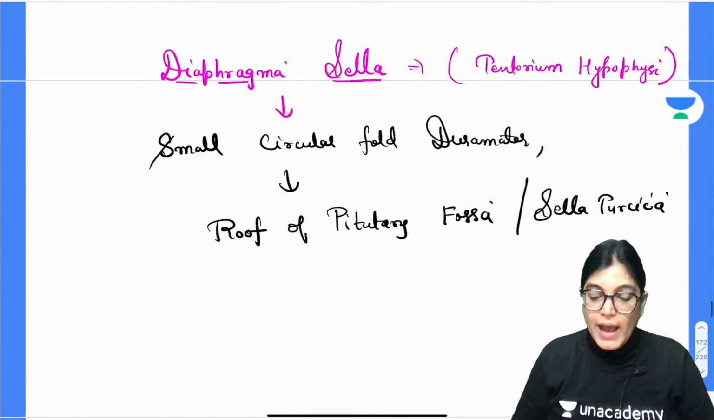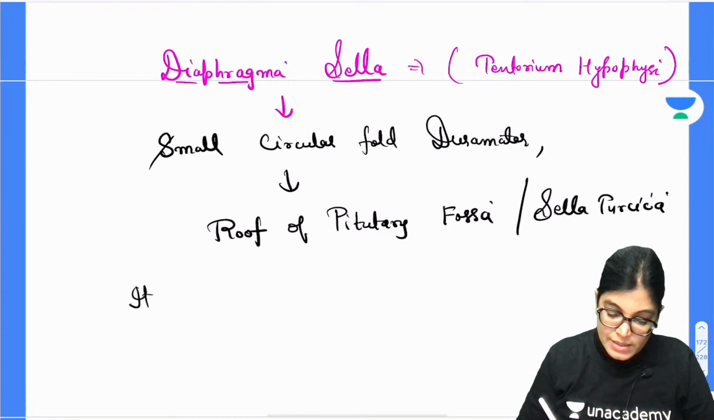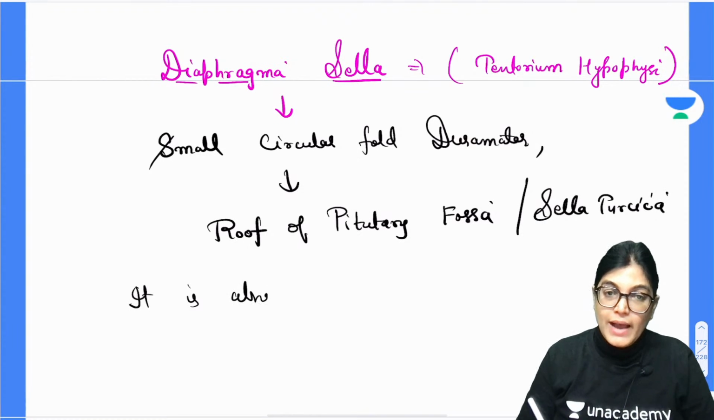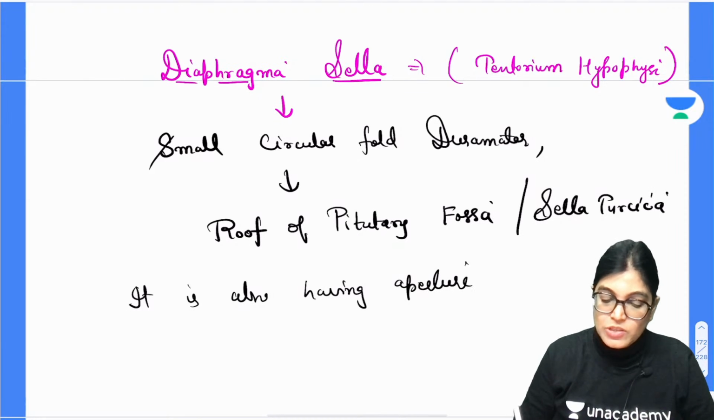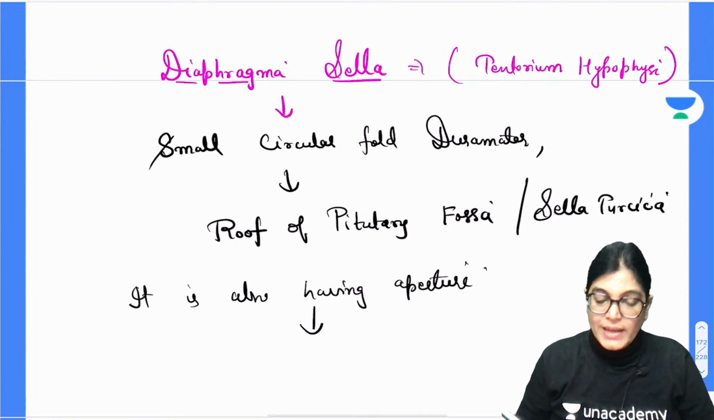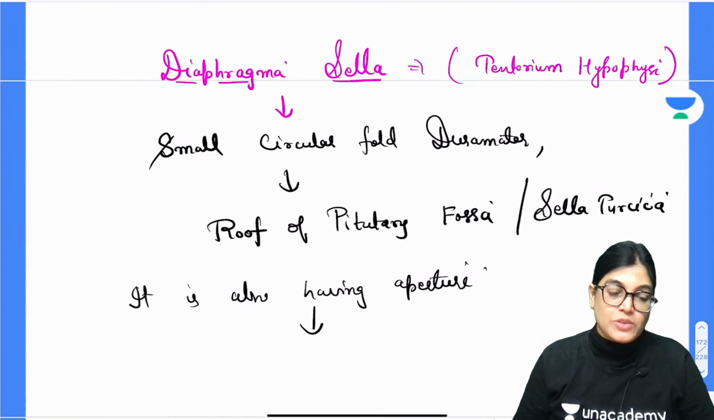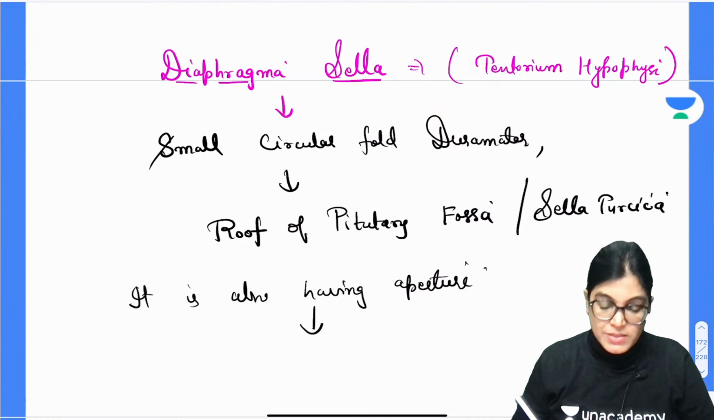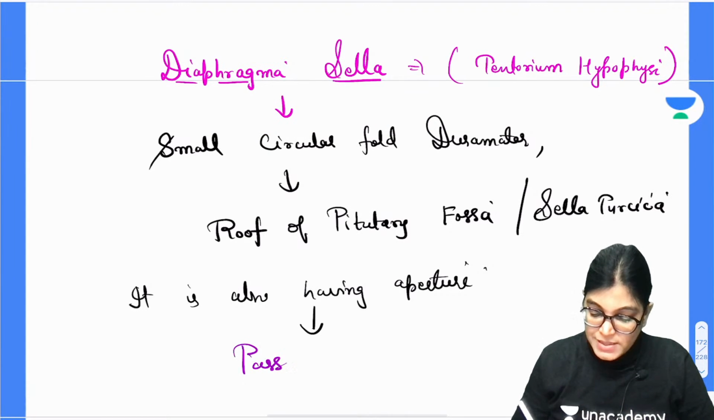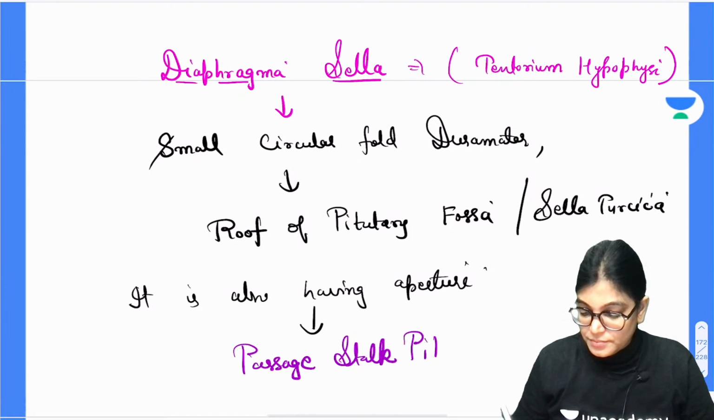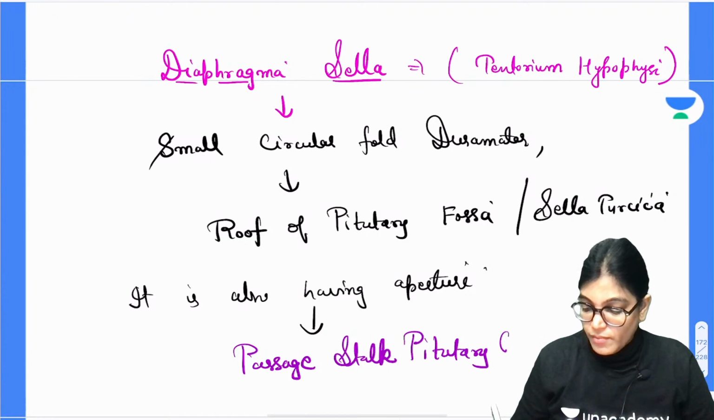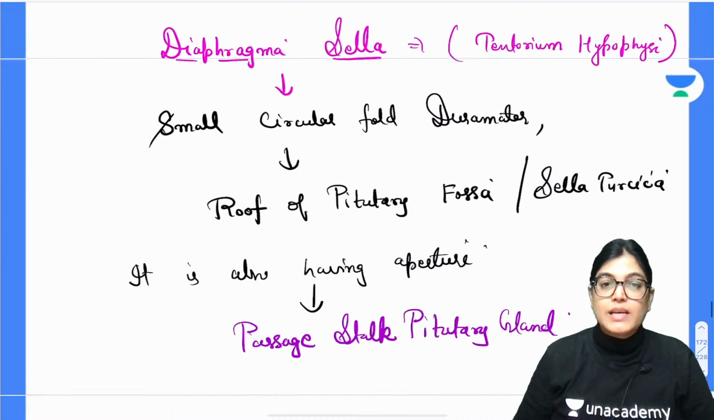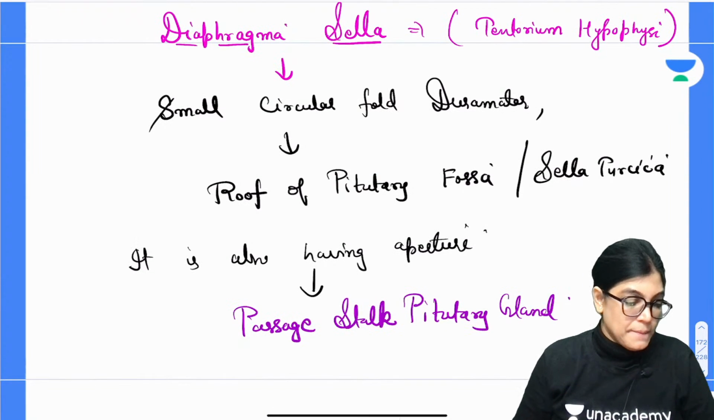It also has an aperture. Can anybody tell me what this aperture is? Why is this aperture there in the diaphragma sella? Through this aperture, which structure passes? It gives passage to the stalk of the pituitary gland. Done?